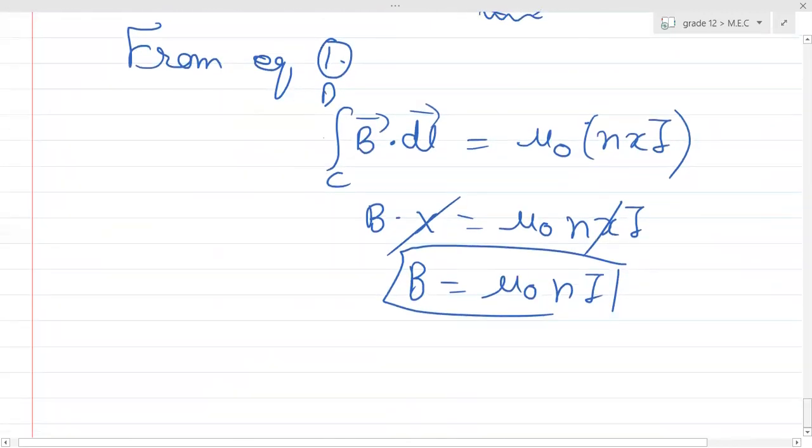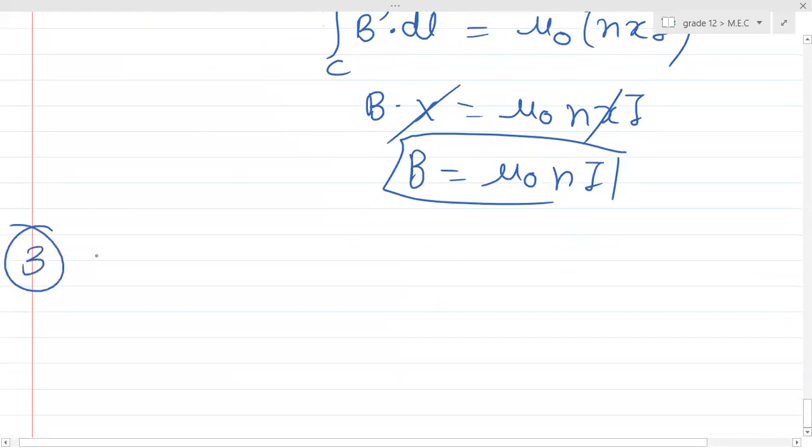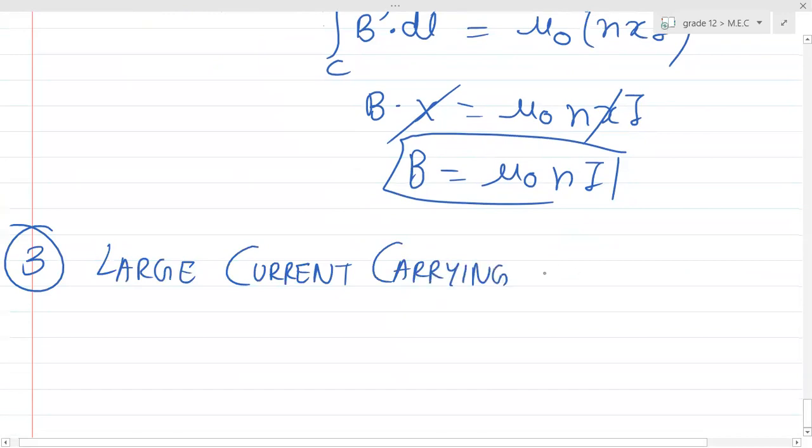So this was on a long solenoid. The next one I could do myself, but I'll let you people do it. Third application, due to a large current carrying sheet of charge. Sheet.